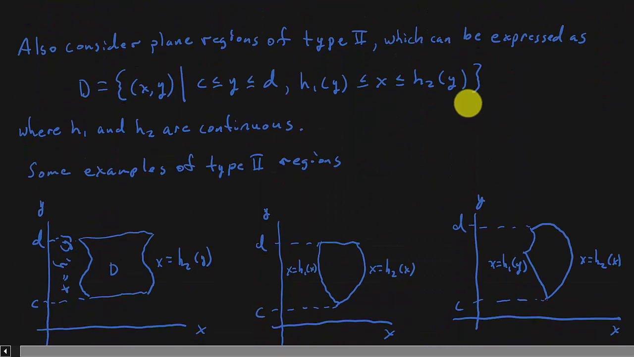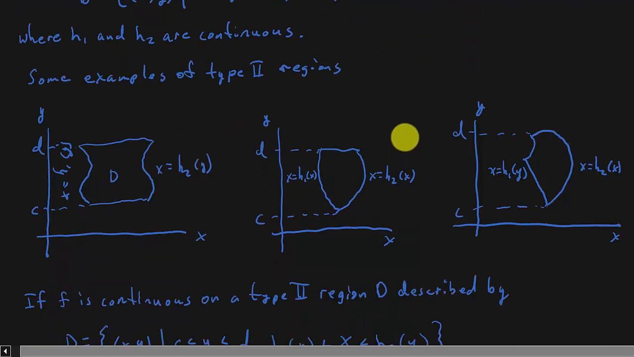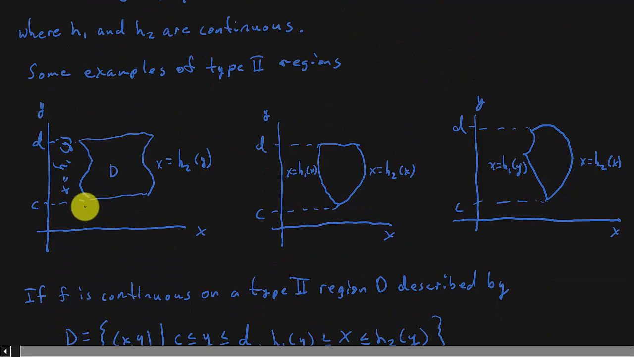All right, then we can also consider plane regions of type 2, which is the set of all (x, y) such that y is between c and d, and x is between h1 of y and h2 of y. And here's some examples of these regions. So you can see the bounds here. You see c and d, they're constants. They're going along the y-axis. And then when we go along the x-axis, these are functions. But notice these functions here, they're in terms of y instead of x.